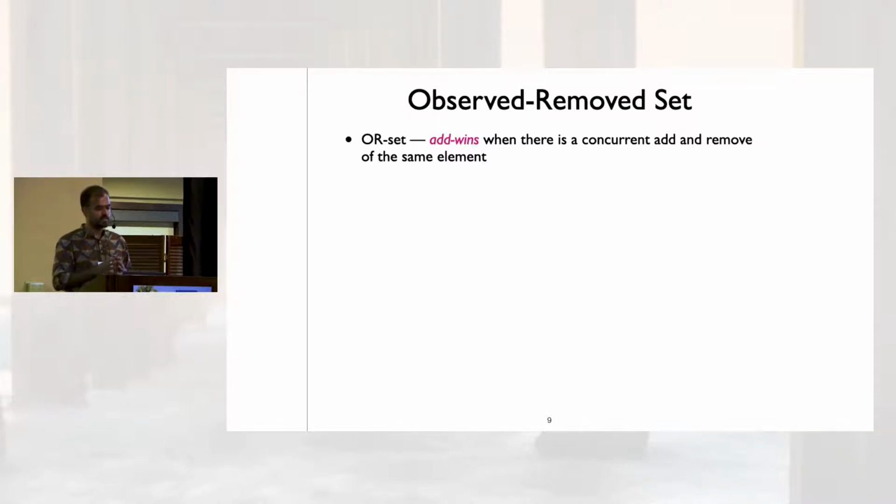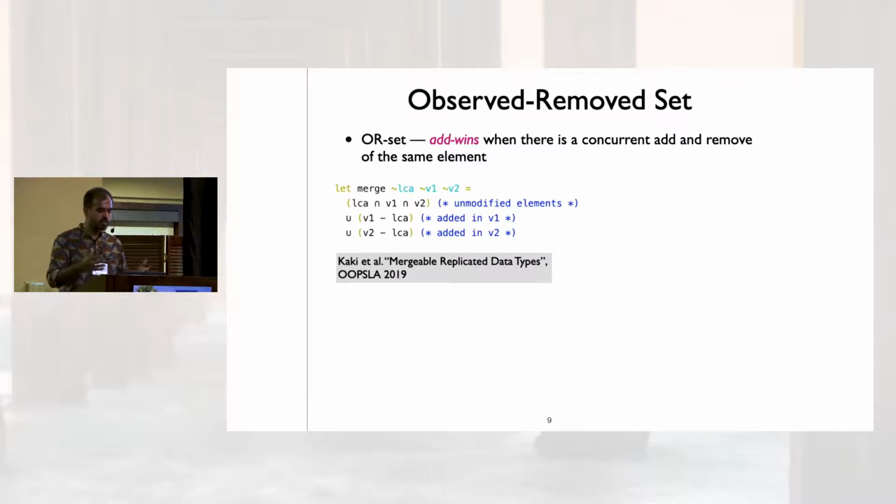The add will always be in that set. So the promise of MRDTs is that you could take a merge function and add it on top of a sequential data type. Let's take the merge function that was presented in the OOPSLA 2019 paper that introduced MRDTs. You have a merge function which takes an LCA, v1, v2, and returns a new set, which is the union of the unmodified elements that are present in the three versions and any new elements that have been added in v1 and v2.